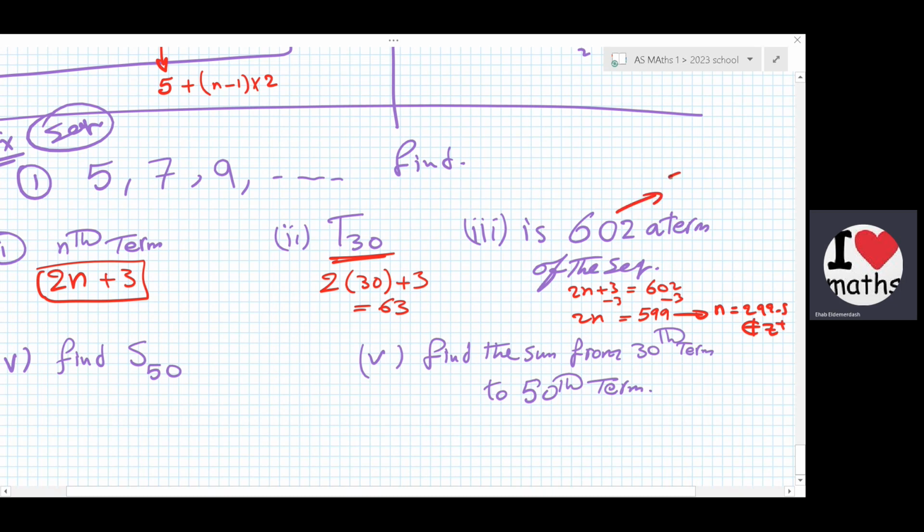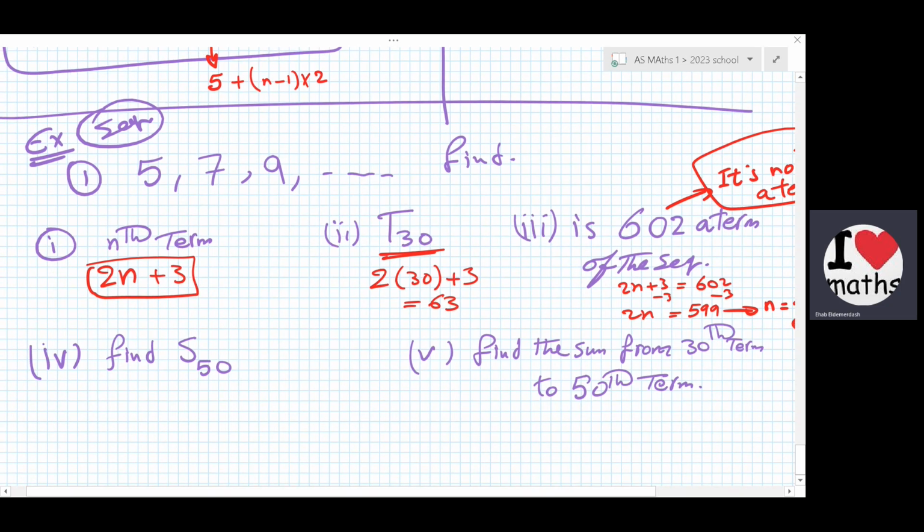So right away, it is not a term. What made us say it is not a term? Because, as we said before, n should be only a positive integer.